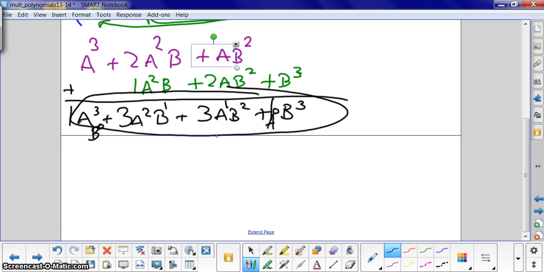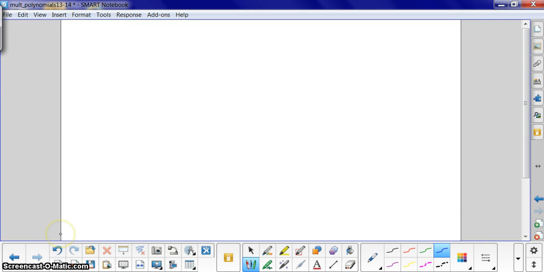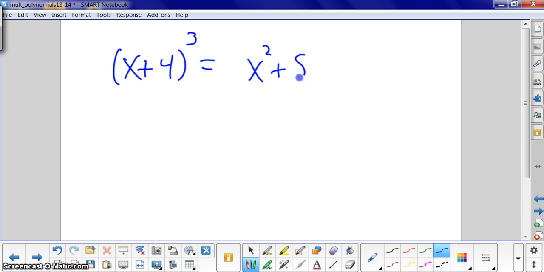And pay attention to the coefficients now. 1, 3, 3, 1. There's a pattern there which will hold true for all binomials being cubed. I don't have a practice one, so let me put a practice one here. Let's go x plus 4 cubed. We already know what x plus 4 squared is. So we know that this is going to become x squared plus 8x plus 16.